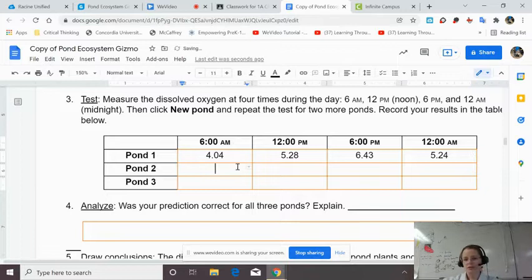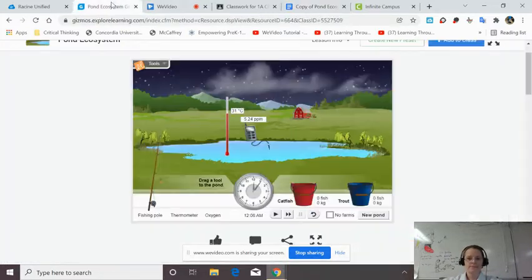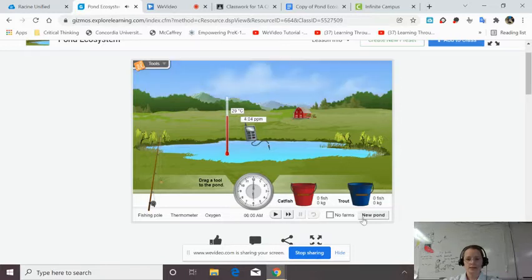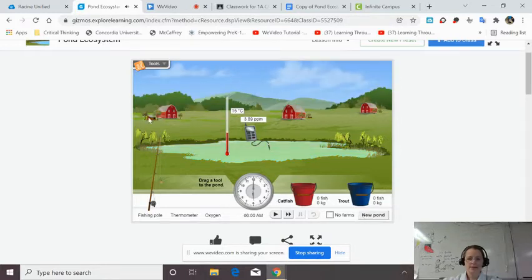Okay, now we're going to switch ponds. So we'll hit reset, new pond. Notice what changed. We had one farm before, now we have 3. So we have 3.89.